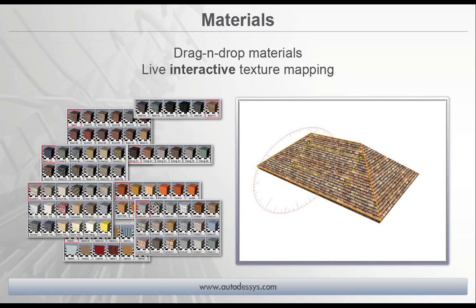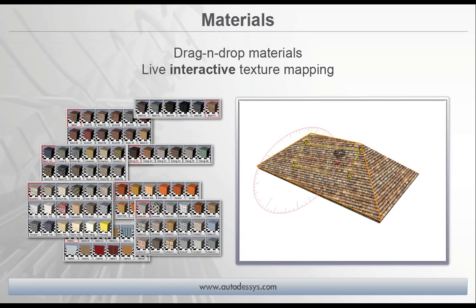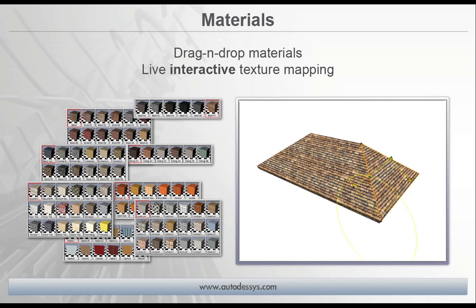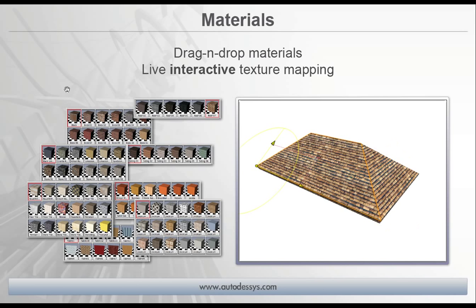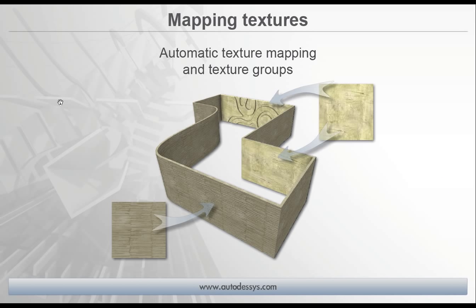Now, what's some of the stuff that we'll be looking at today? We'll be looking at the way that materials are now easier to use in Form Z7 with new drag and drop type technology, live interactive texture mapping right there on the object. We'll also look at the way Form Z automatically texture maps your objects for you. And there's also a new, easier way to create texture groups that apply different mapping parameters on different parts of the same object.